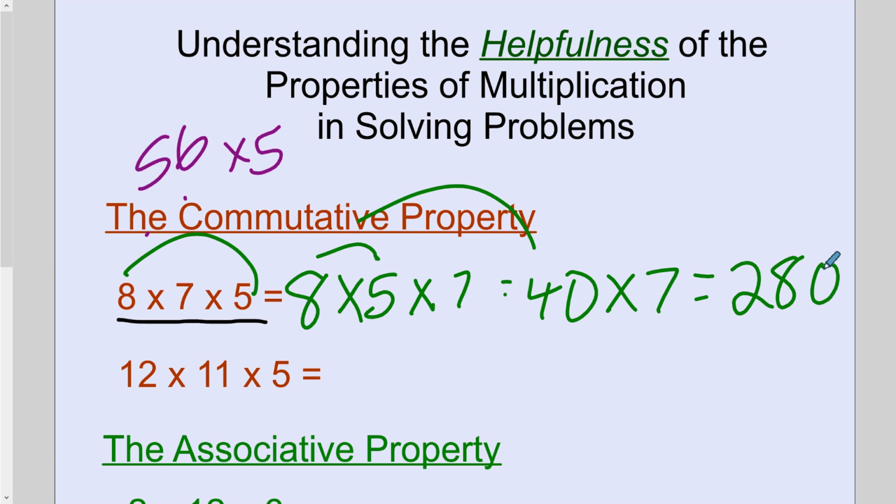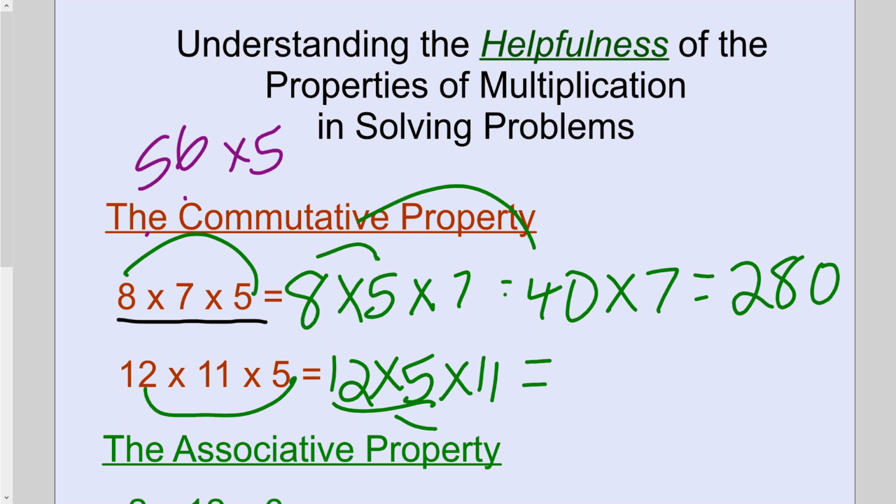A second example similar to that, well, 12 times 11 is 132. I do not want to be doing 132 times 5. That's a lot of extra work. But watch what I can do instead. I can take my 12 times 5, rearrange my factors, and then do times 11.